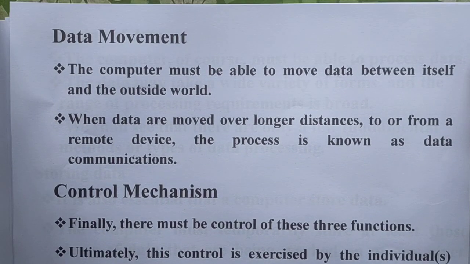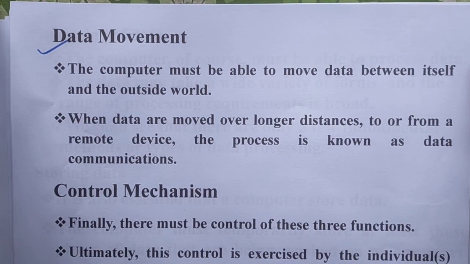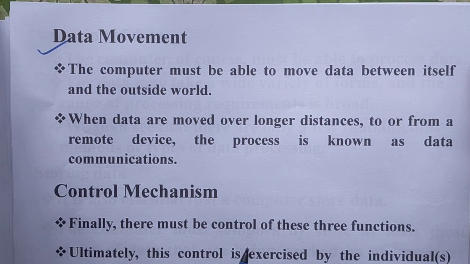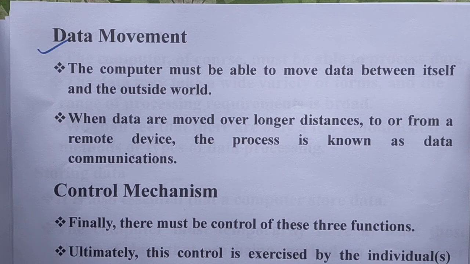Next, first we will discuss data movement. Data movement means the data is moved from one component to another component. That means the computer must be able to move data between itself and the outside world. We can collect data from the computer system through output devices, and we can give data to the computer system through input devices. So for that reason the computer must be able to move data between itself and the outside world.